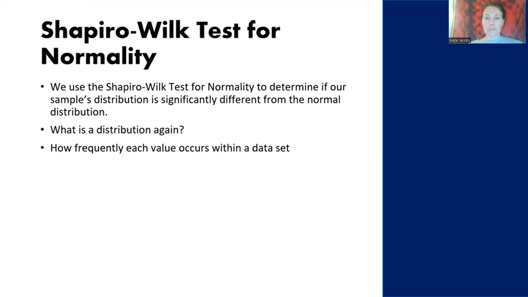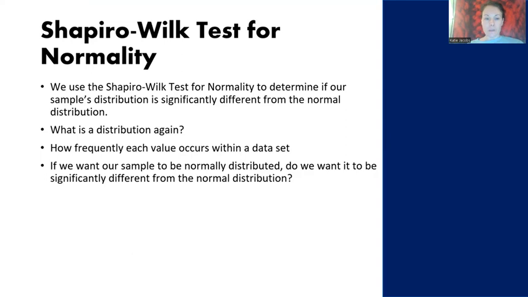This is how frequently each value occurs within a data set. If you remember earlier on, we used the histogram to visualize what the distribution of our data set looks like. And the distribution of our data set exists whether or not we display it visually. So if we want our sample to be normally distributed, do we want it to look significantly different than the normal distribution?